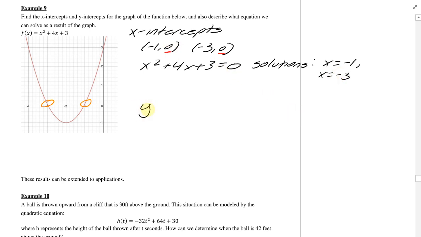So now I want to pivot to the y-intercept. There's only one y-intercept here. I want you to do the same thing. Write down what the y-intercept is and then write down what equation you can solve as a result of this. Hit play when you're ready.